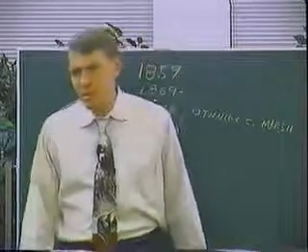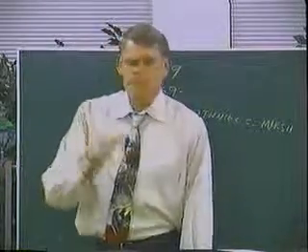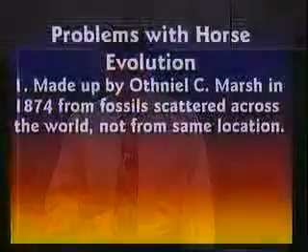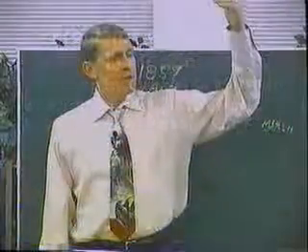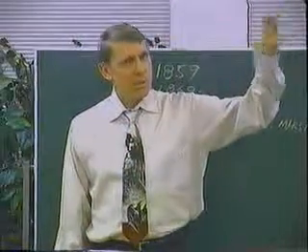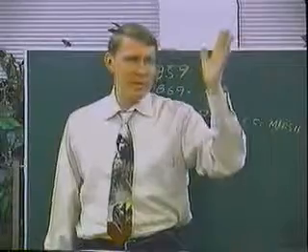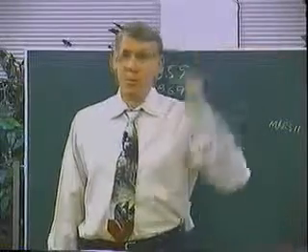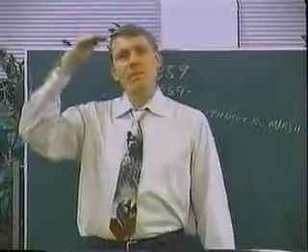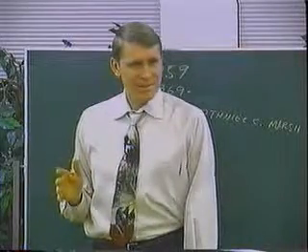So here's the problems with the horse evolution. This will be a good quiz question. How do we know, or what's the problems with this teaching? It was made up by Othniel Marsh in 1874 from fossils scattered all over the world. Now, if you were going to take this to a court of law and say, I have proof for evolution because of this horse series, any freshman law student would say, Your Honor, he didn't even find these in the same place. He certainly didn't find them in the same order. And even finding fossils in order doesn't prove anything.